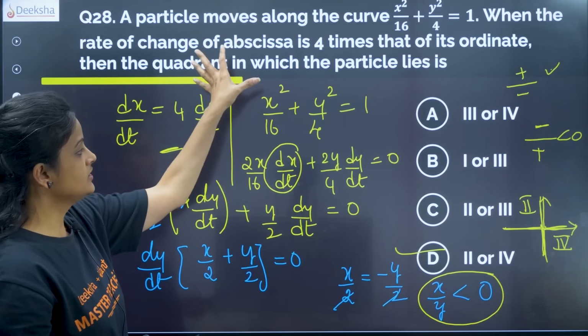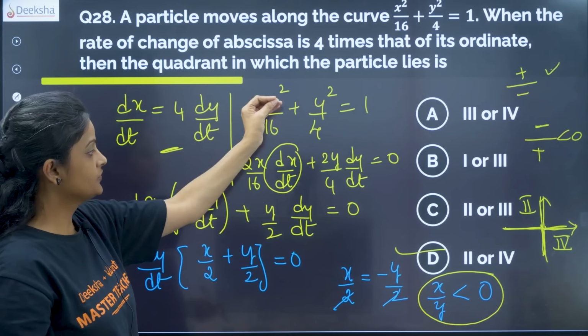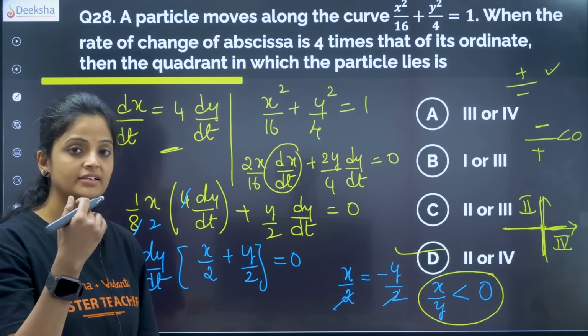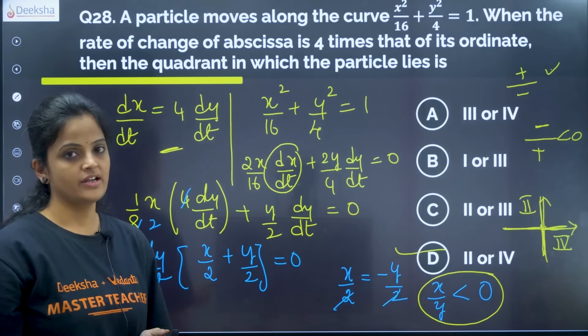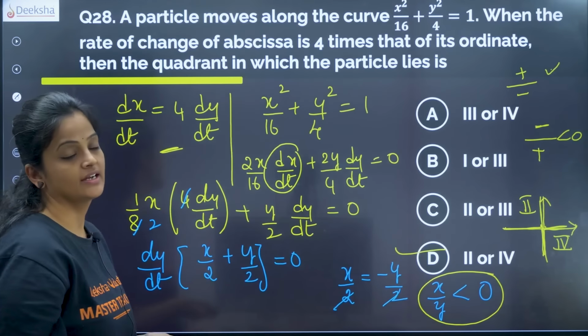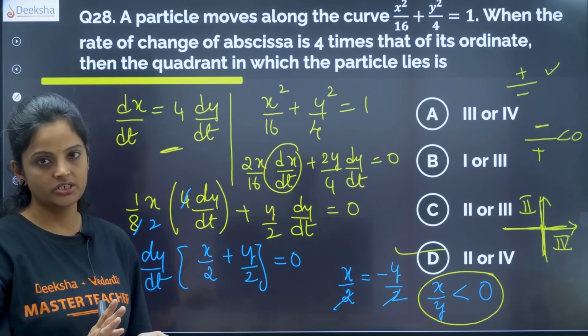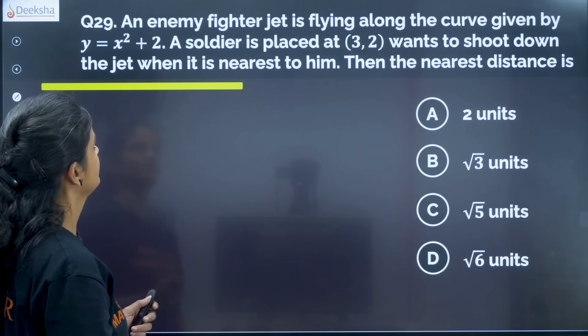Now what you have done, just see how you have taken the data. First take the curve, differentiate it, then using the data we have completely simplified it, and one condition I got, that x by y is less than 0, on that we can decide which is the option here. Okay, this is a slightly moderate level question, you don't get it immediately on seeing it. So you have to take the condition they have given.